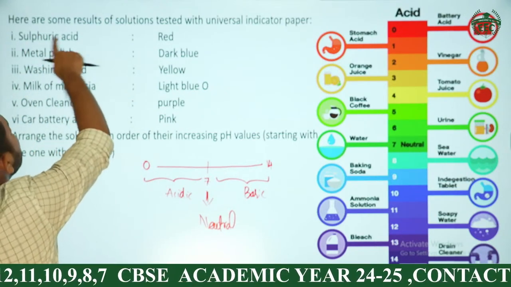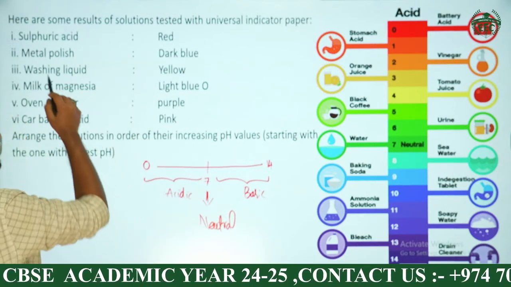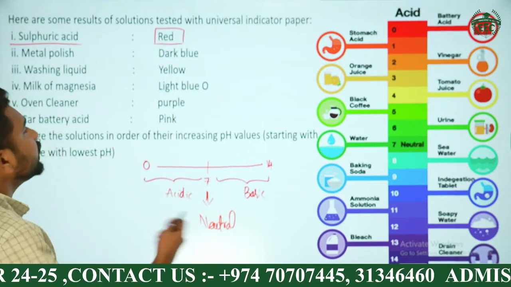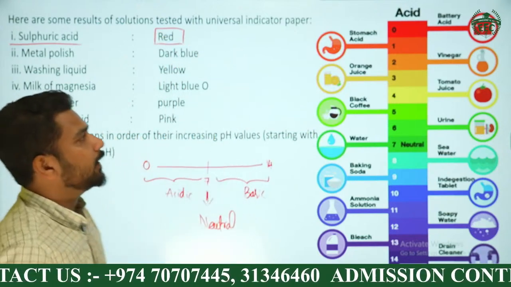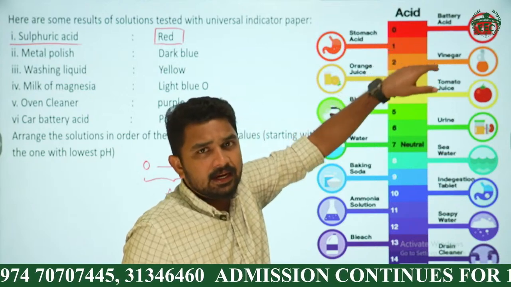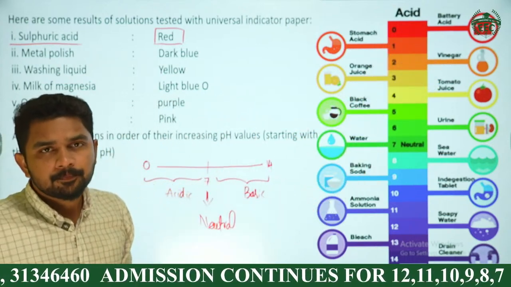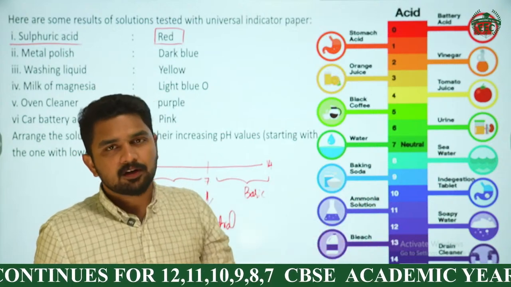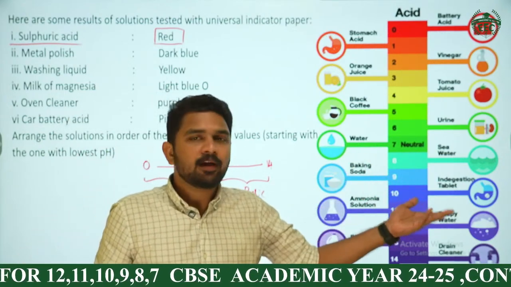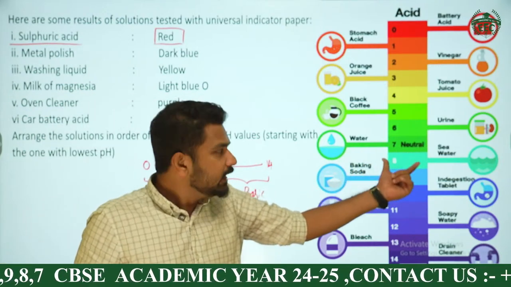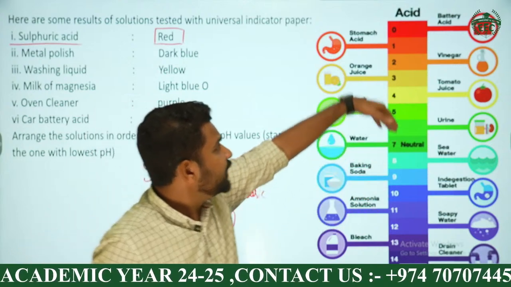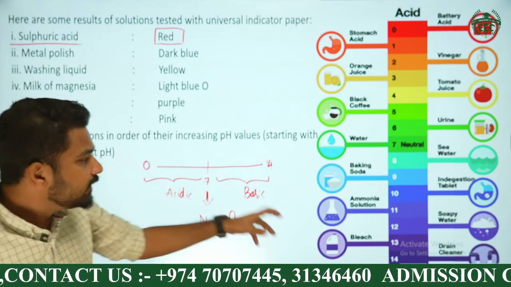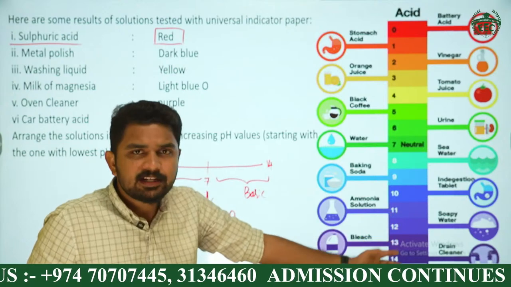In the question, you can see that here are some results of solutions tested with universal indicator paper, and there is sulfuric acid. What is the color of the pH paper when using sulfuric acid? The color of pH paper is red. If it is red, it is that much acidic in nature. If it is neutral, it will be green in color. The drinking water and human blood have an approximate pH value of 7, so it will indicate a green color. If it is acidic, the colors will be red, orange, yellow. If it is alkali, the colors will be light blue, dark blue, violet, purple, right?